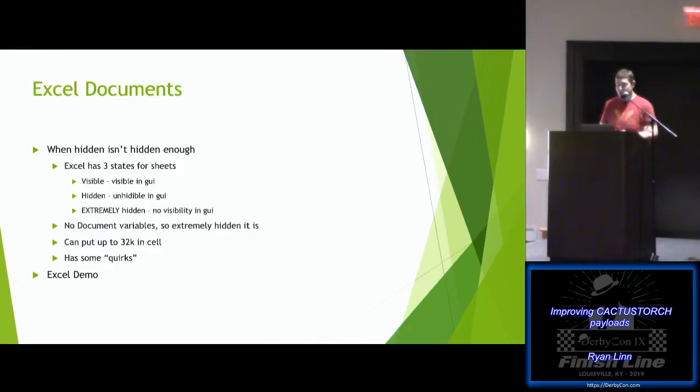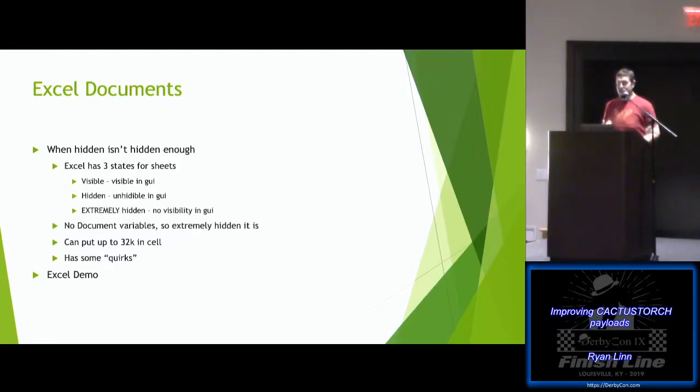But Excel has some interesting things. One is it decided that 2 states weren't enough for a spreadsheet. It can be visible or hidden, but it can also be very hidden. And the very hidden, you can't unhide through the GUI. You can only unhide through modifying the document properties, whereas the hidden you can unhide on your own. So we're going to use the very hidden and make it very hidden.